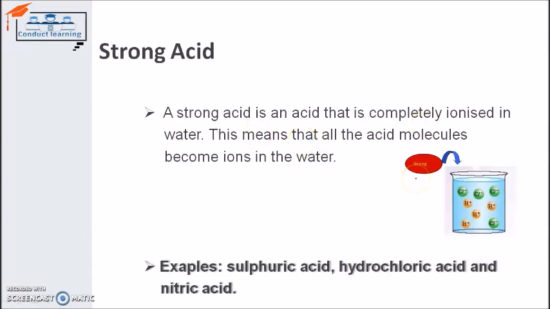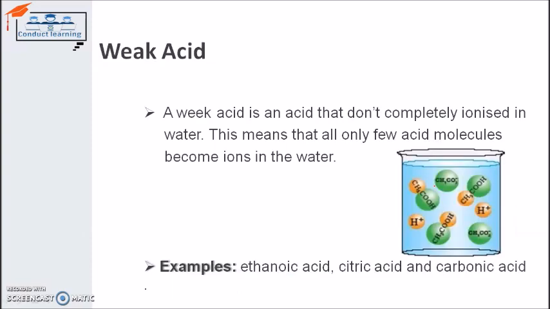You can see and compare both. In this particular figure, when you dissolve hydrochloric acid in water, it separates the hydrogen and chlorine from each other. That means the molecules of hydrochloric acid separate and produce ions in water. On the other hand, ethanoic acid, CH3COOH, does not completely produce ions in water when dissolved. Ethanoic acid, citric acid and carbonic acid are weak acids.